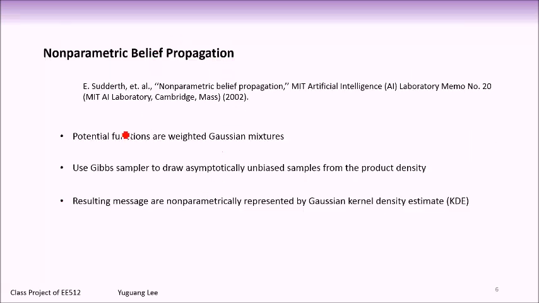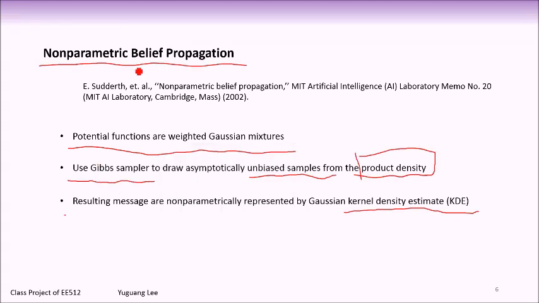Here comes the method, non-parametric belief propagation. In this method, it still assumes the potential functions are weighted Gaussian mixtures. Instead, NBP doesn't use an analytical method to calculate the product of Gaussian mixtures. It actually uses a Gibbs sampler to first take samples from the product density. And we use kernel density estimation to create a new description of the product density, and use this to proceed in this process.